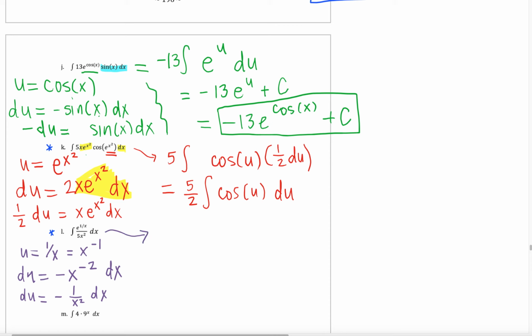Why don't you guys pause the video right here and reset up this integral all in terms of u, and then we'll check it together.